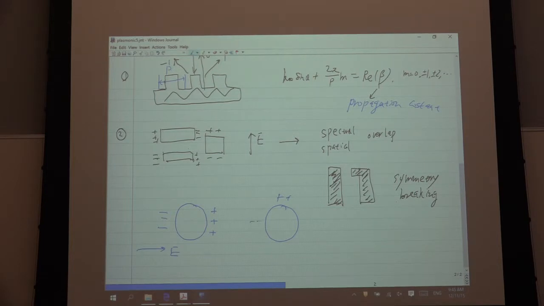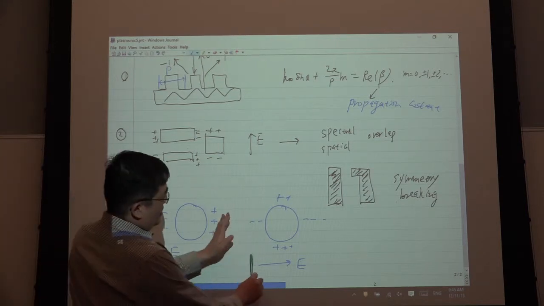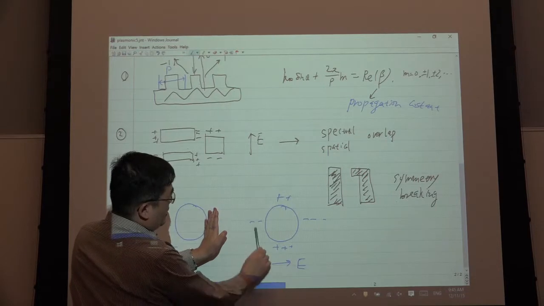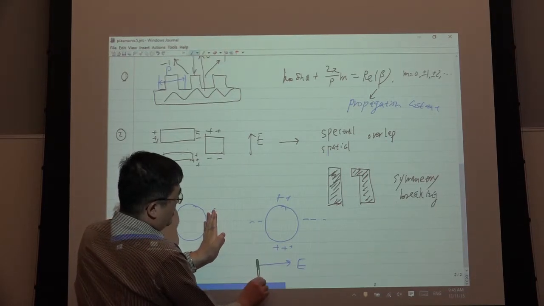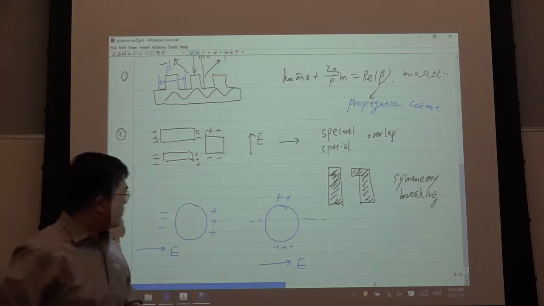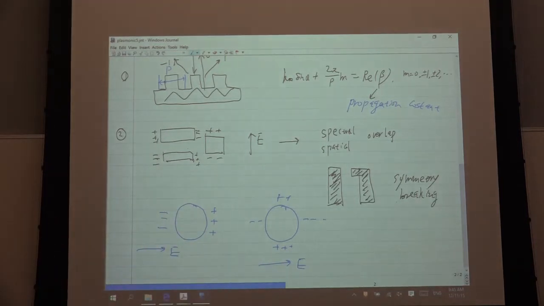Something like this. They also have this kind of mode, but it cannot be excited by the E field. Why can't they be excited? Because they have some polarization issue. First thing you can say is they have symmetry. Right, some modes cannot be excited easily.